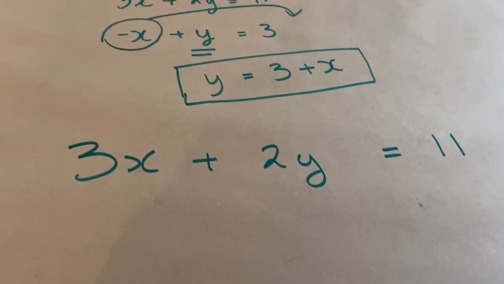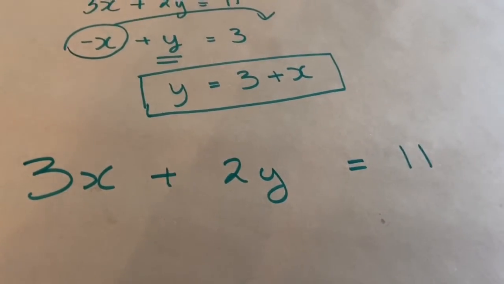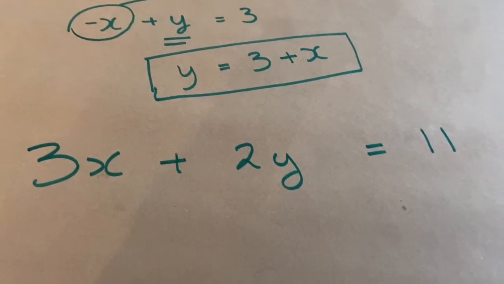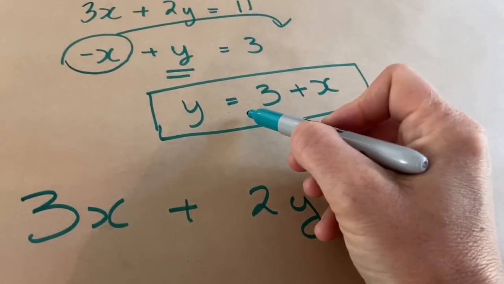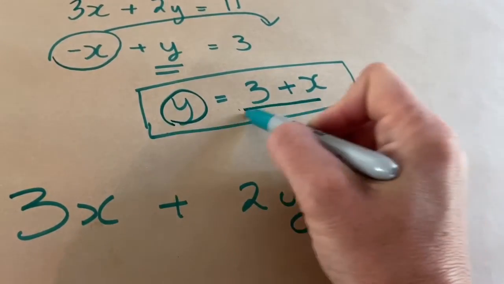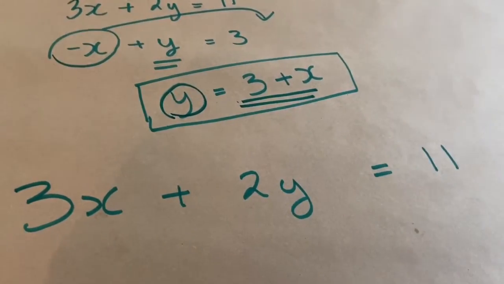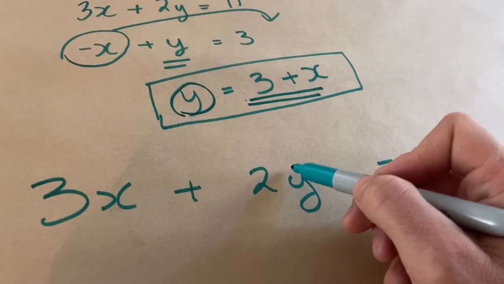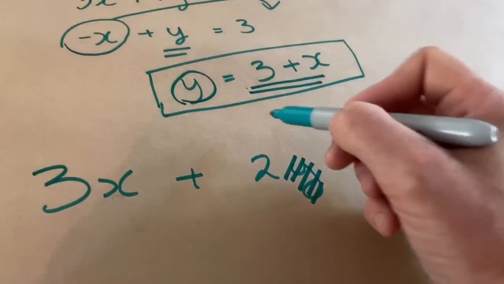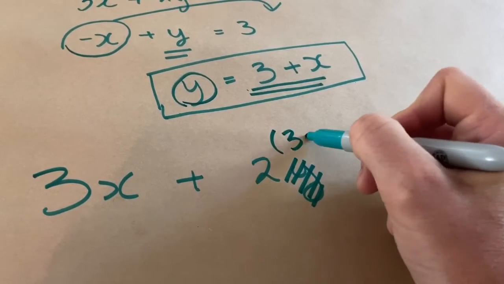And what I want to do is substitute or put the y equals part into this other equation. So I want to take this, and here it says that y is the same thing as 3 plus x. So what I want to do is cross off the y here, because I know that y is the same thing as 3 plus x.